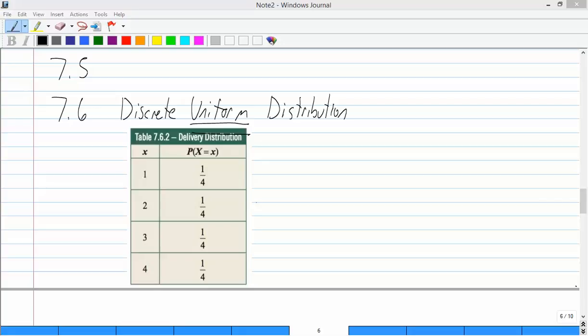Of course, the sum of all those probabilities would be 1. And since the probability is the same, it is a discrete uniform distribution. All right, enough about the easiest type of distribution.